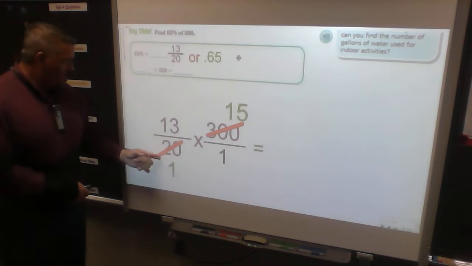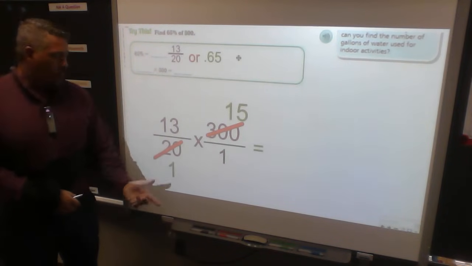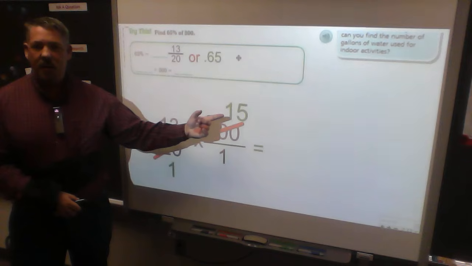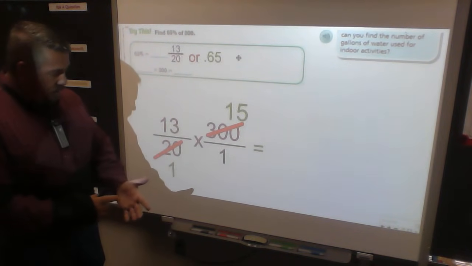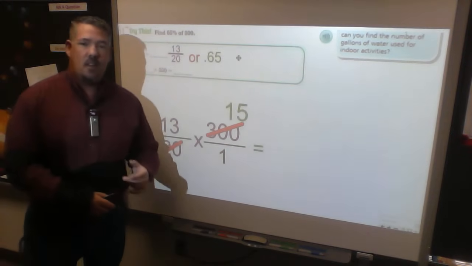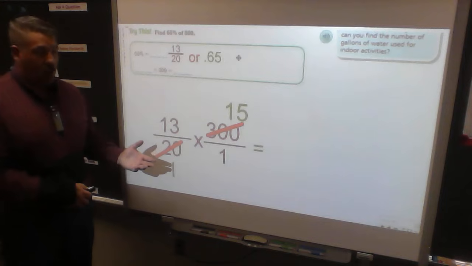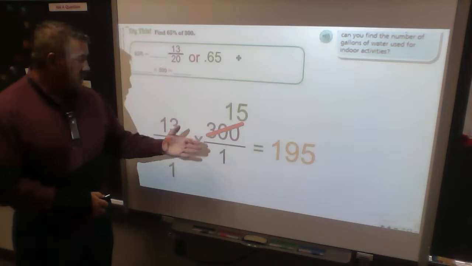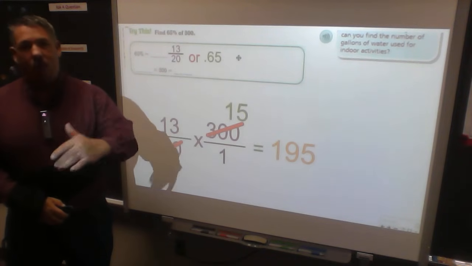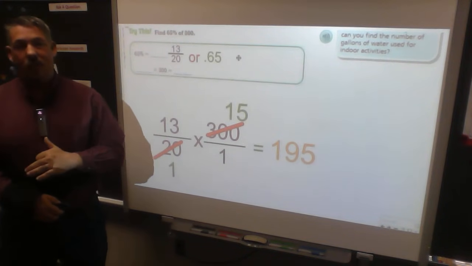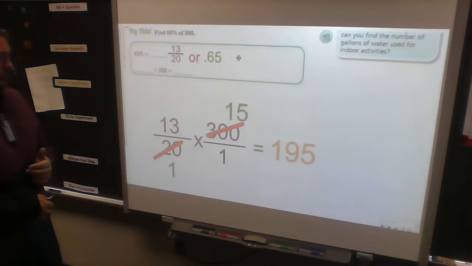So 20 goes into 20 one time. And if I don't know that 20 goes into 300 15 times, then I take my handy dandy calculator and type in 300 divided by 20 equals, and I'm going to see that it goes in 15 times. Then I'm left with multiplying across. 13 times 15 gives me 195 over 1, and I don't need that 1 because it's not a ratio and it's not a fraction. So I'm just going to say that it's 195.